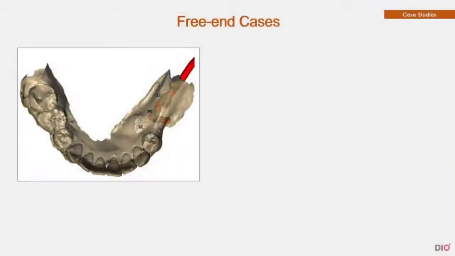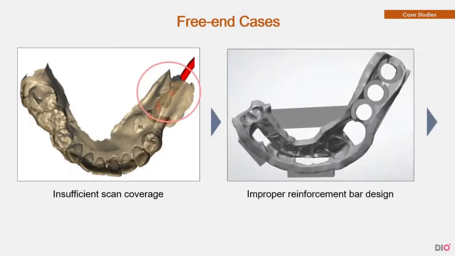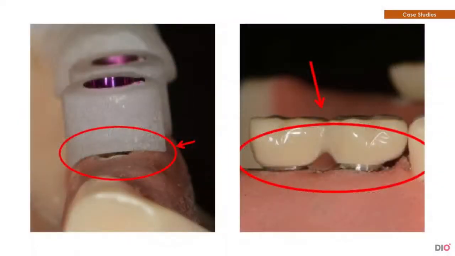If the scanning area is insufficient like this case, precise guide design is difficult. The reinforcement bar was not designed properly. As a result, guide tilting may occur from the rear when the guide is seated. Due to the tilting, the implant may be placed less deeply than planned, causing the prosthesis to float. There are 4 ways to prevent this problem. First, you will learn how to fix the guide when performing a freehand case through this video.